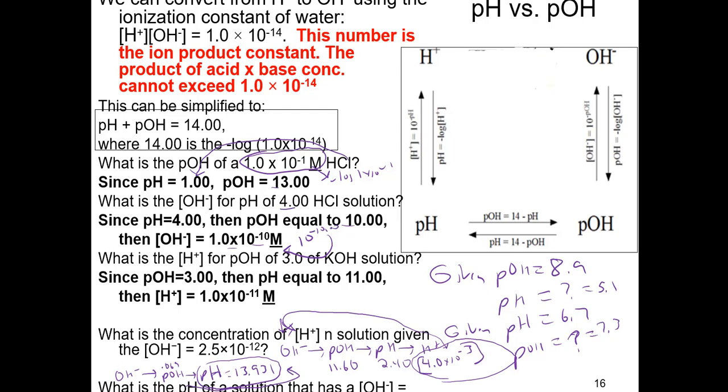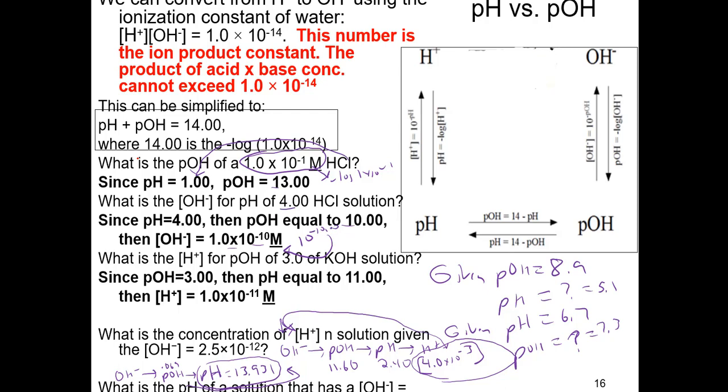So here are the answers. I had to go from hydroxide to pOH, which is 11.60, to pH 2.40, using the ion product constant equation in p notation, or p form. And then once we have a pH of 2.40, I use the negative antilog in order to turn it into molarity, which is 4.0 times 10 to the negative 3 as the final answer for the concentration of hydronium ion in solution, given the hydroxide 2.5 times 10 to the negative 12.